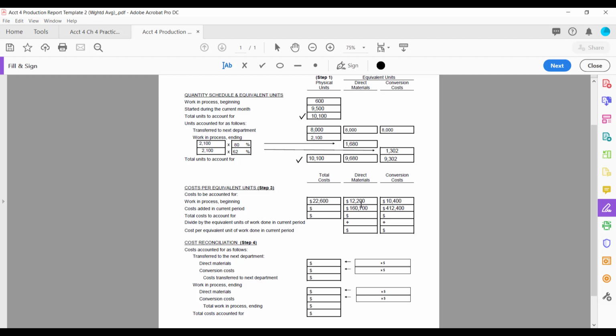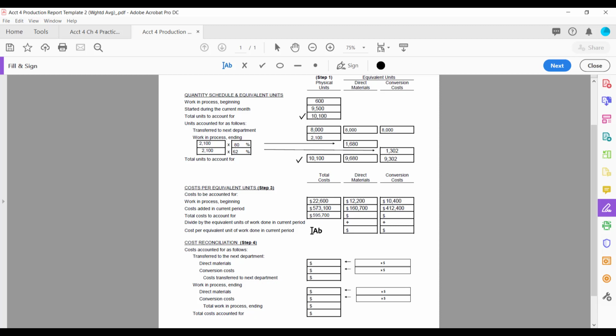So if I added in this much of direct materials cost and this much of conversion costs, how much cost did I add in overall? Again, we just add those two together horizontally. When you add those two amounts together, you should get $573,100. All right, so if I started with $22,600 in beginning work in process, and then I added in another $573,100, what's my total cost to account for then? Simply those two added together. So when you add the beginning work in process cost plus the cost we added in, that comes out to $595,700.